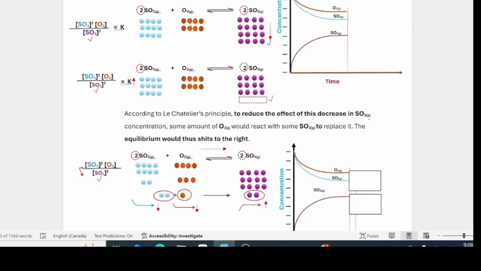So to reduce the effect of this decrease in sulfur trioxide concentration, some amount of oxygen would react with some sulfur dioxide to replace it. So that was the initial concentrations of sulfur dioxide and oxygen. Some of these will now start to react. So you're seeing two particles here reacting with one particle here to give the same two particles here. So the equilibrium is shifted to the right.